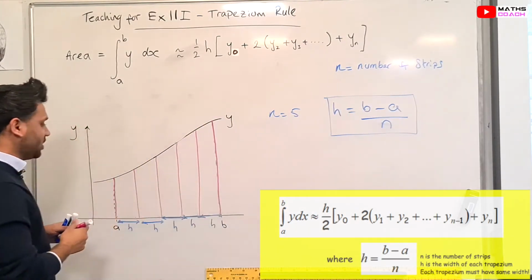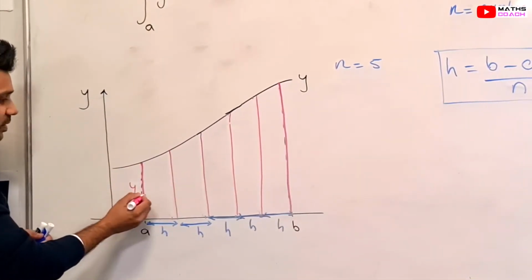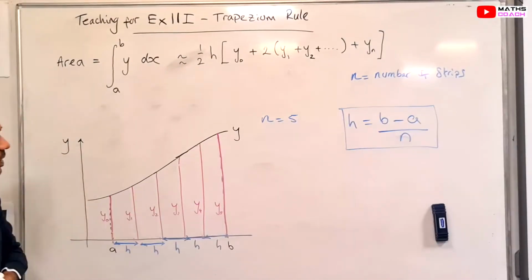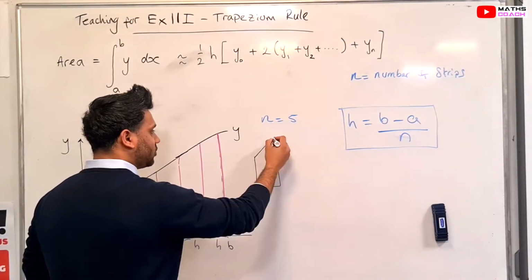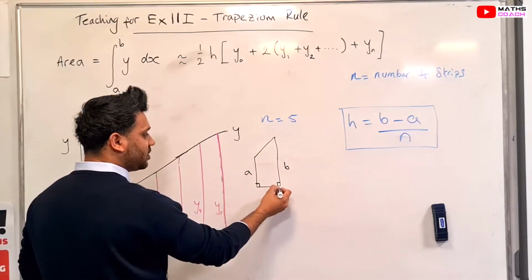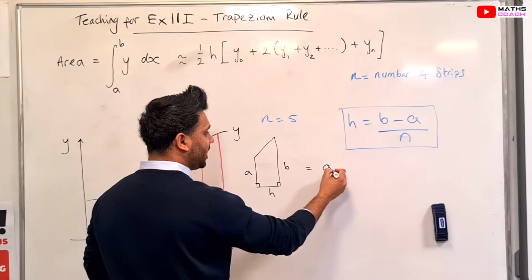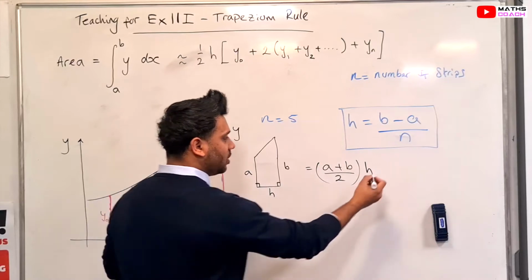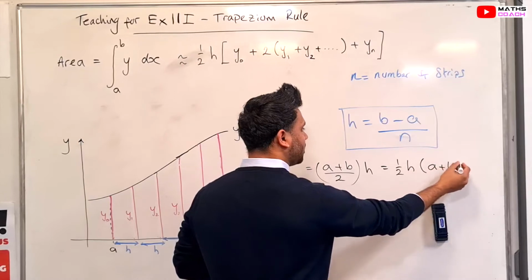So going back to our trapeziums, the lengths of those pink lines, let's just write them down as y0, y1, y2, y3, y4, and y5. Right, so let's remind ourselves about trapeziums. If this is our trapezium, let's call the sides a and b. These are the two parallel sides, and the distance between them is our height h. The area of a trapezium is equal to (a plus b) divided by 2, times h. Or we can rewrite this as a half of h, bracket a plus b.